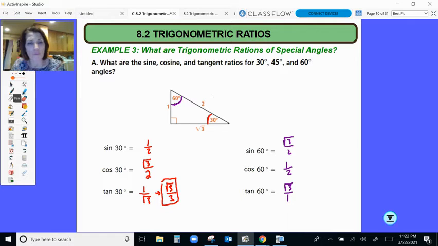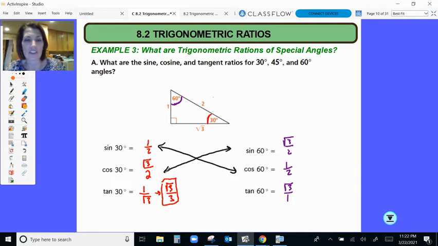So when we look at each of these here, notice that my sine of 60 and my cosine of 60 are the same thing, right? My cosine of 30 and my sine of 60 are the same thing. And notice that my tangents aren't the same thing, but they are reciprocals of each other. Okay, and so pay attention to that.